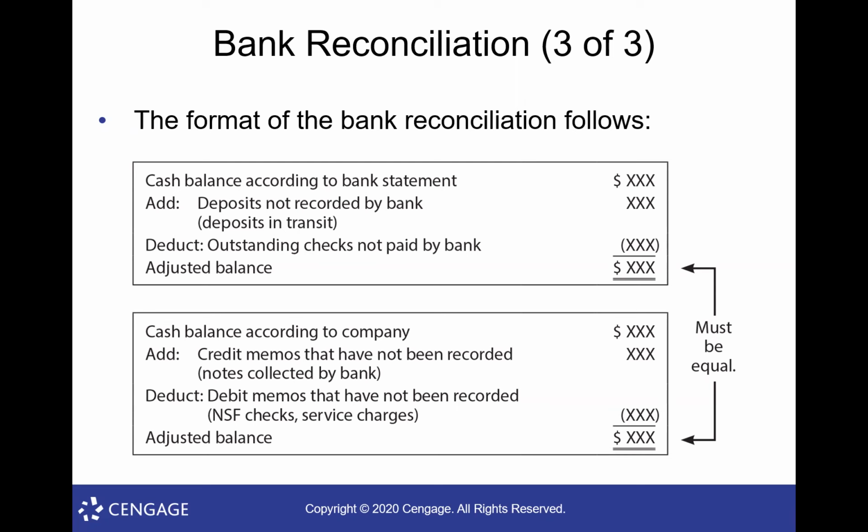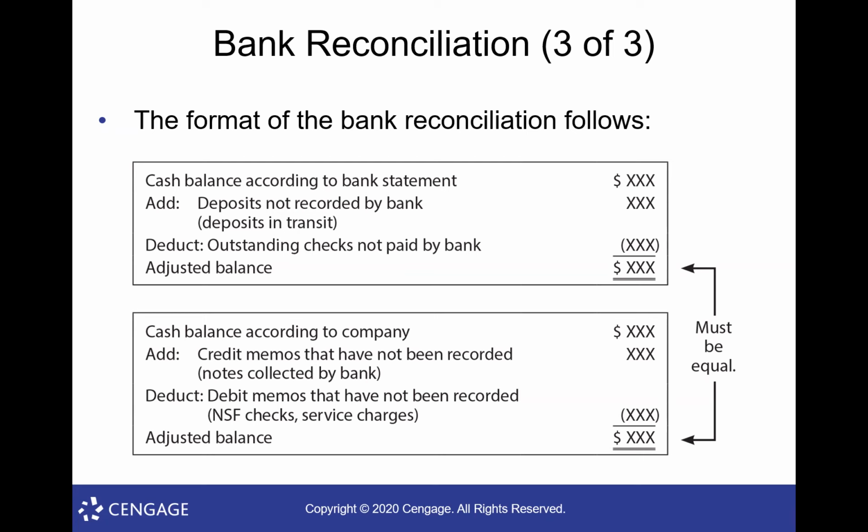And then in the second section, we'll do a cash balance according to our books, according to our company's books. We'll add any credit memos that have not been recorded, like if the bank collected money on our behalf. We'll deduct any debit memos that have not been recorded, things like NSF checks or service charges. And then at the end, we'll have an adjusted balance. And those adjusted balances have to be equal, okay?